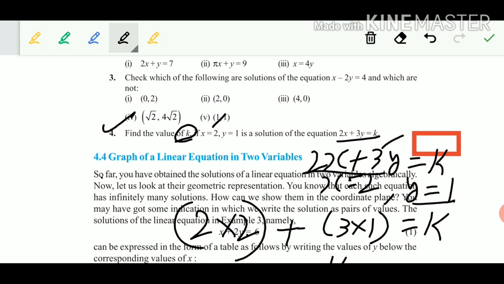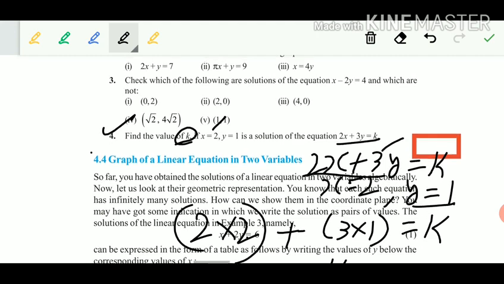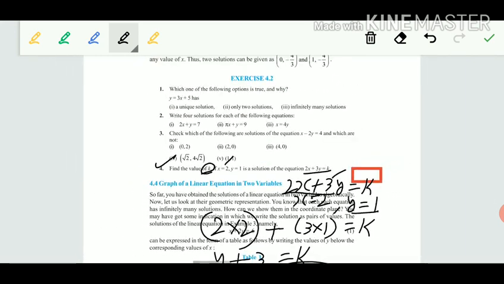So in this way you can find the solutions of equations and find the value of missing terms. So our second exercise is completed.